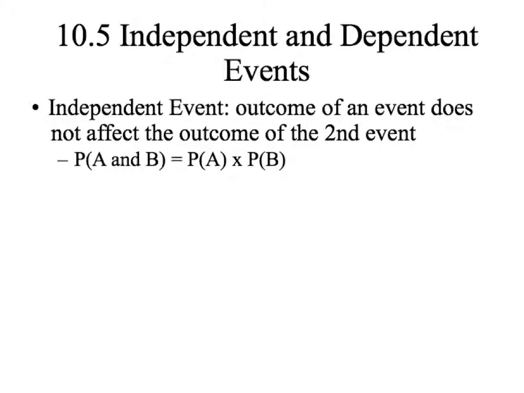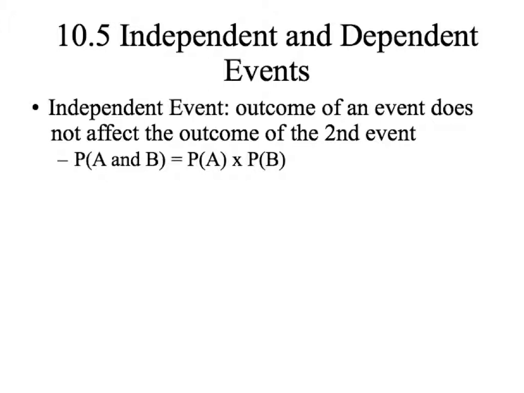Alright, section 10.5 is independent and dependent events. It says here an independent event: the outcome of an event does not affect the outcome of the second event. A good example of that is flipping a coin. No matter what I get the first time, it does not have any bearing on what I get the second time.